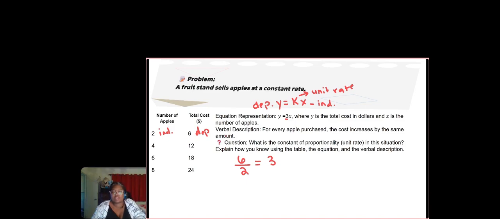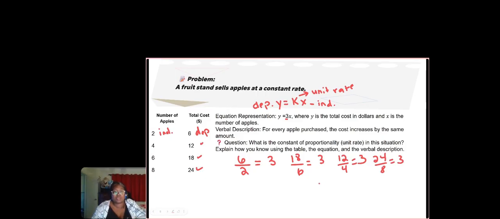Now, from the table, we were also able to find the unit rate by dividing the dependent variable by the independent variable. In this case, 6 divided by 2. But I didn't have to just choose that one. I could have chosen this one and done 18 divided by 6, and it still would have gotten 3. That's something also to test, because you want to make sure that the same relationship holds true for every row. So let's test it. 12 divided by 4 also equals 3, and 24 divided by 8 also equals 3. So that lets us know that this table is proportional, which is fantastic.